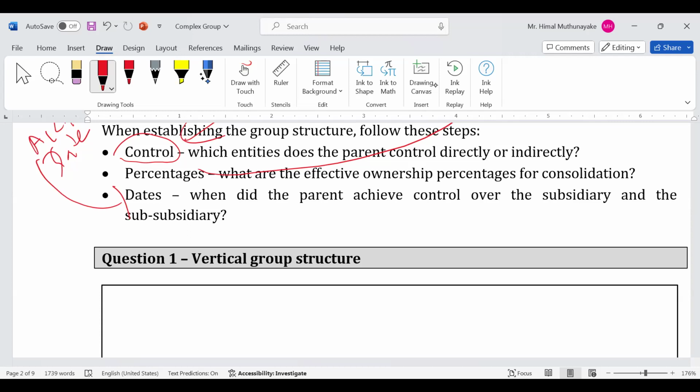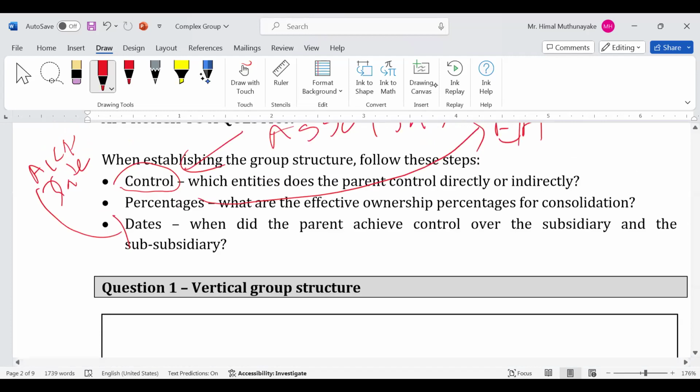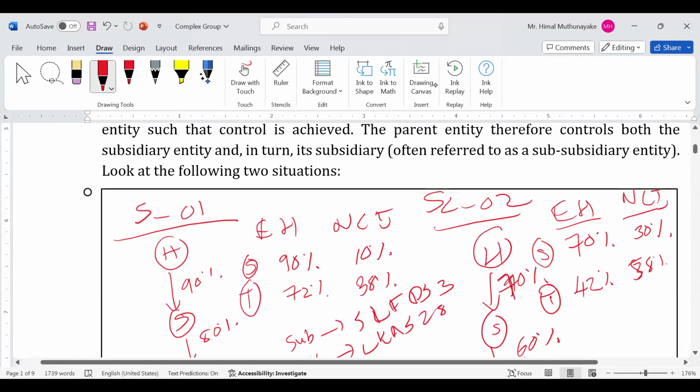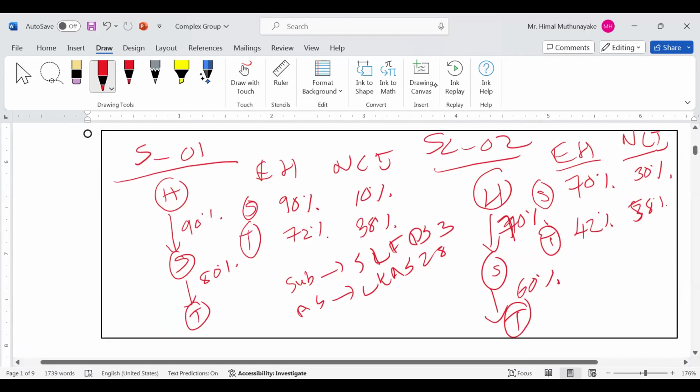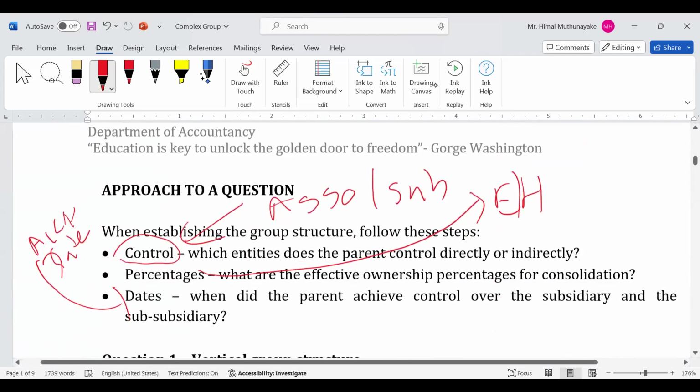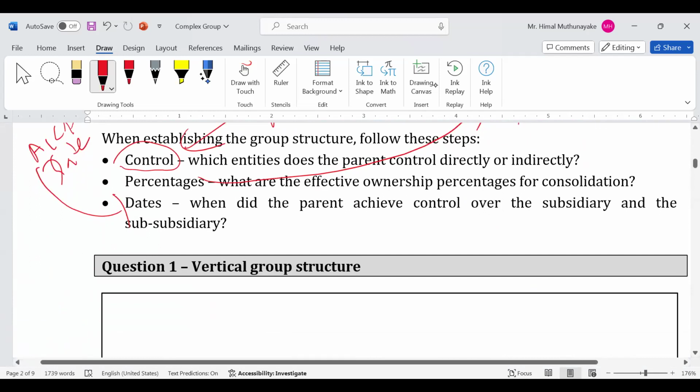Then the second thing, we need to calculate the effective holding. When we have direct control, the effective holding is the same thing. But when you have indirect control, the effective holding will change. So you have to calculate the effective holding. Then the third thing you need to look at is the acquisition date, because based on the acquisition date, we are calculating the goodwill. These three things you need to look at, right?